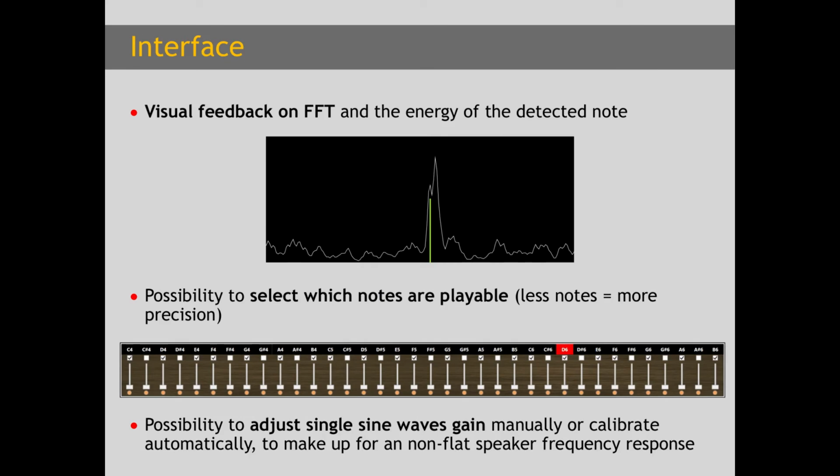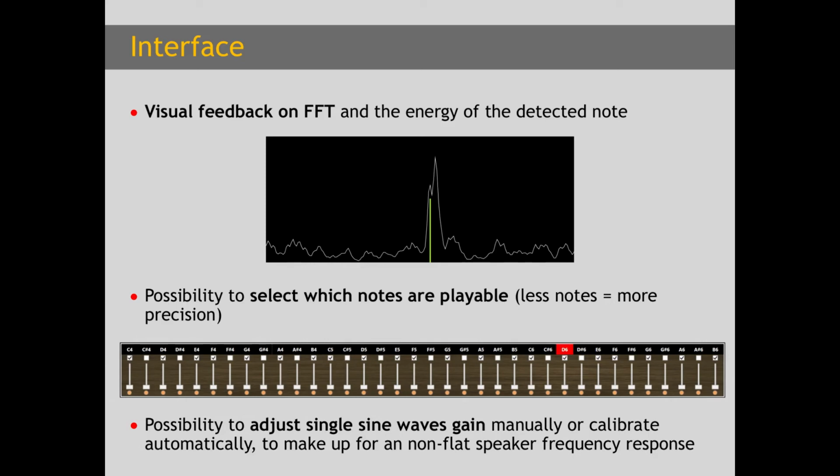Resin's interface provides some visual feedback by plotting the fast Fourier transform and the energy of the detected note. In the image, it is highlighted in green. The user is allowed to select which notes are playable. They could, for example, select only the notes belonging to the C major scale or a pentatonic scale.